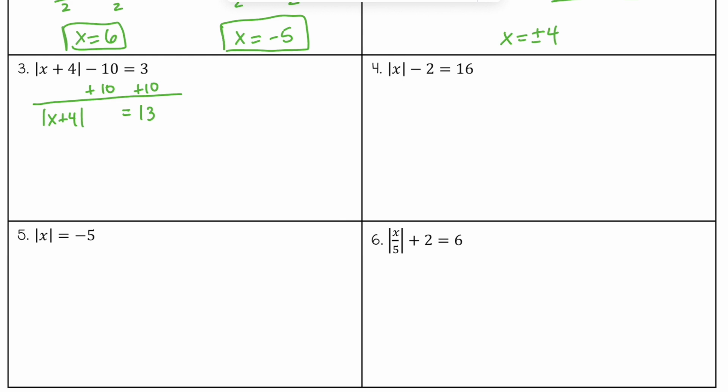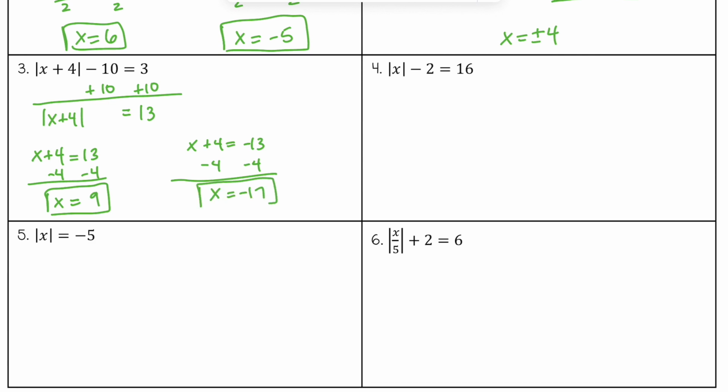Now the absolute value expression is by itself, it's isolated, so then we can get rid of the absolute value symbols and write the equation twice with positive and negative answers, and then solve from there. So x equals 9 and x also equals -17.